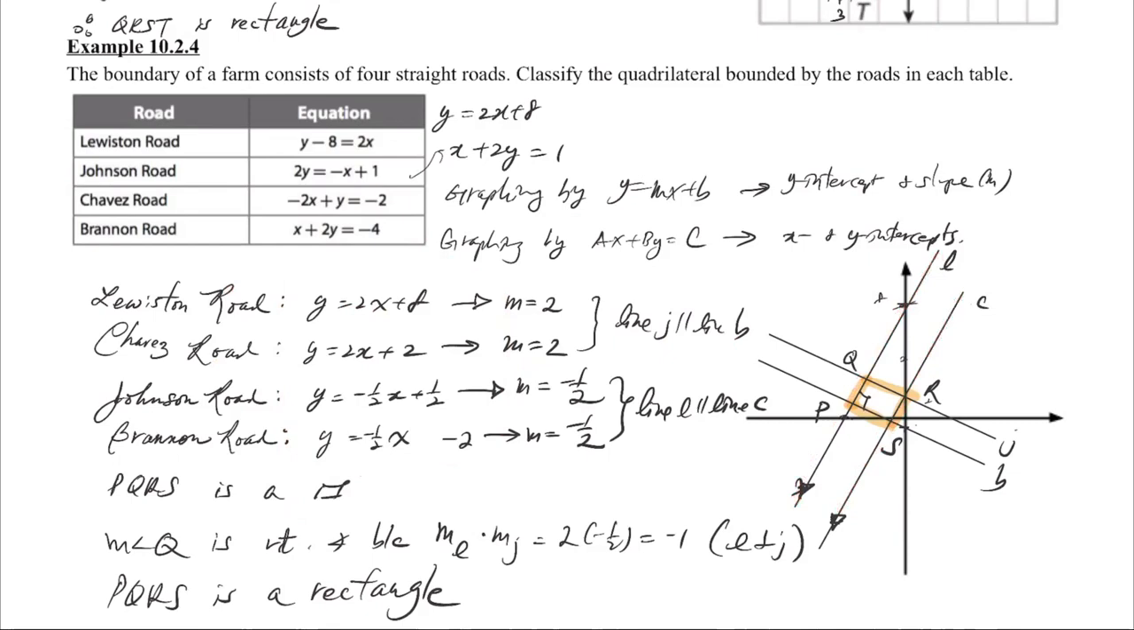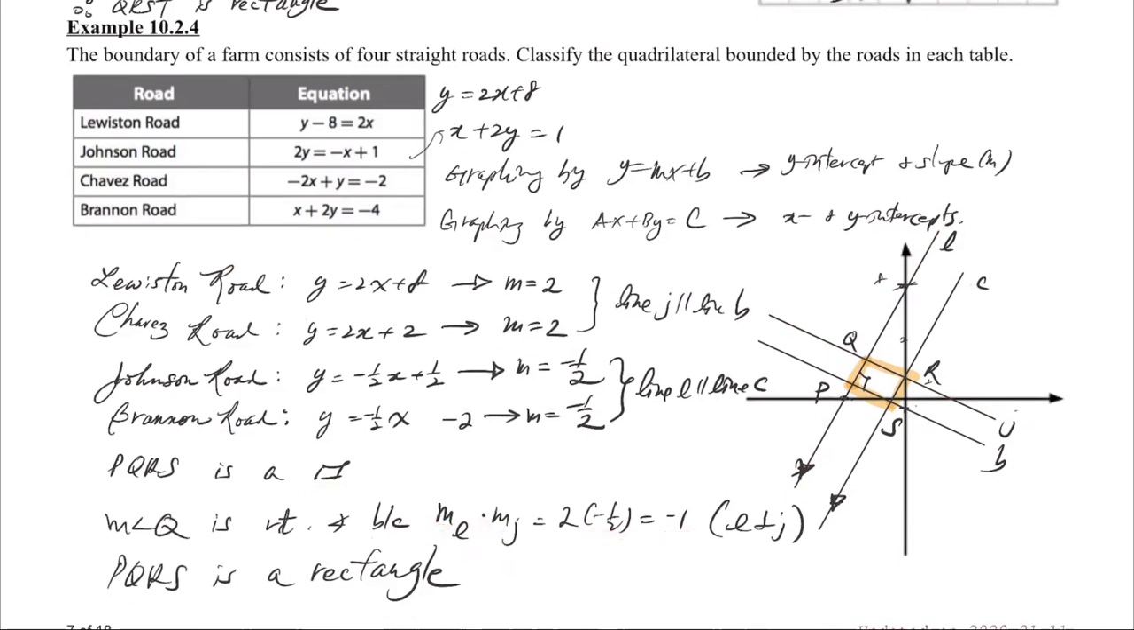And then Johnson Road and Brennan Road have a slope of -1/2 going down this way, and they're parallel. I decided to label this PQRS, so I could call it something. This is a parallelogram, and Q right here is 90 degrees. You could have chosen any one of them, and that's the intersection of L and J. So I say m sub L times m sub J is equal to -1, so they're perpendicular. Because it's a parallelogram with a right angle, PQRS is a rectangle. Okay, guys? All right.